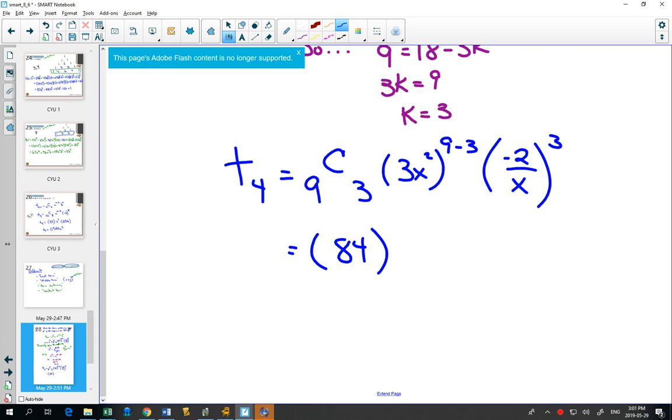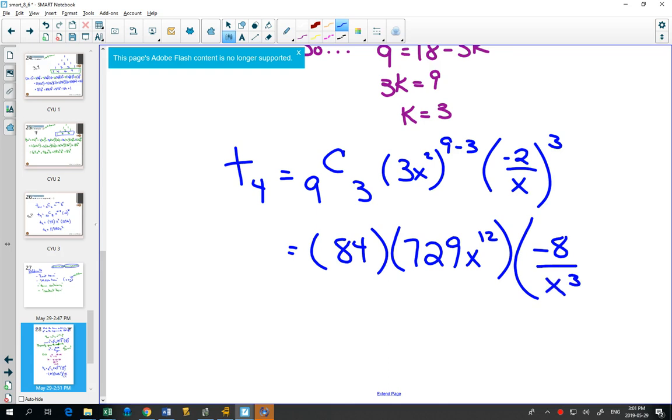3 to the 6, is that 729? It is, yep. 729. X squared to the 6 will be x to the 12. Negative 2 to the 3 would be negative 8 over x to the 3. Multiply your coefficients together. So 729 times 84 times negative 8 is negative 489,888. And x to the 12 divided by x to the 3 leaves us with x to the 9.